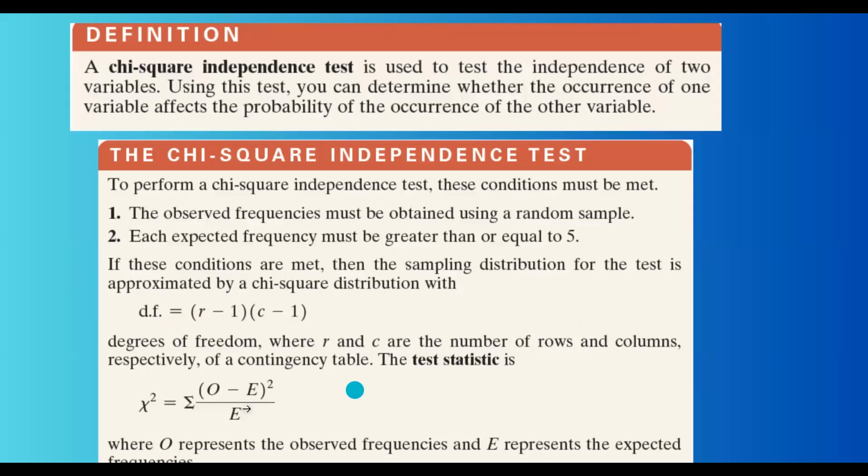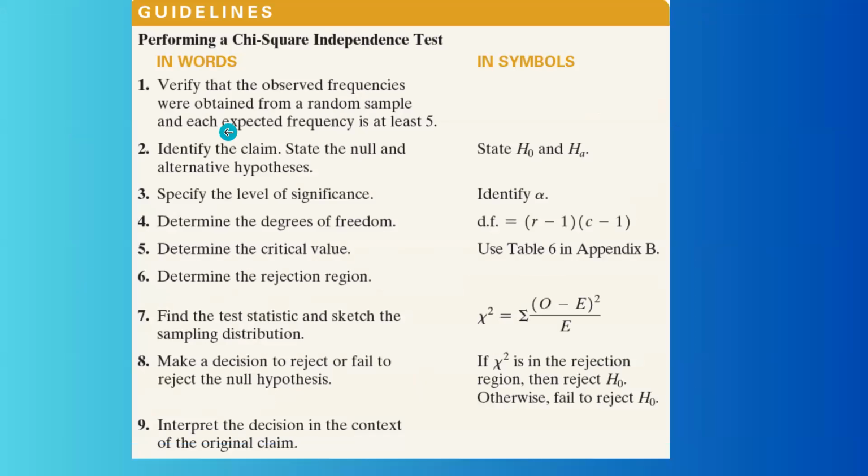The test statistic is chi-squared equals the summation of observed frequencies minus expected frequencies to the second power divided by expected frequencies. And these are the guidelines. You need to verify that you have a random sample and expected frequencies at least 5, identify the null and alternative hypotheses, identify the level of significance, then the degrees of freedom, which is R-1 times C-1.